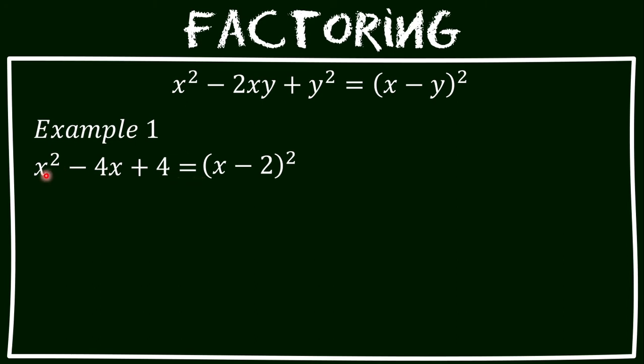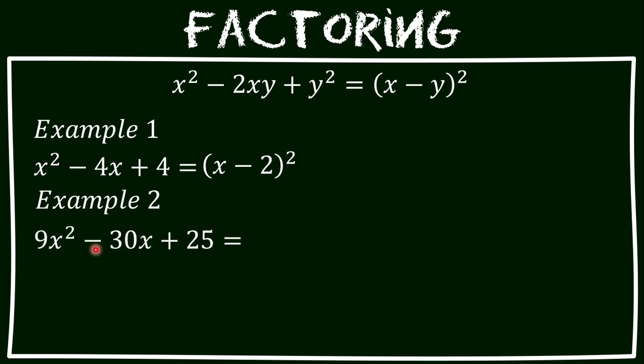Okay, the square root of x squared is x, the square root of 4 is 2. Example number 2, we have 9x squared minus 30x plus 25. So the square root of 9x squared is 3x, the square root of 25 is 5. And we have a minus sign here, so that will be (3x minus 5) squared.